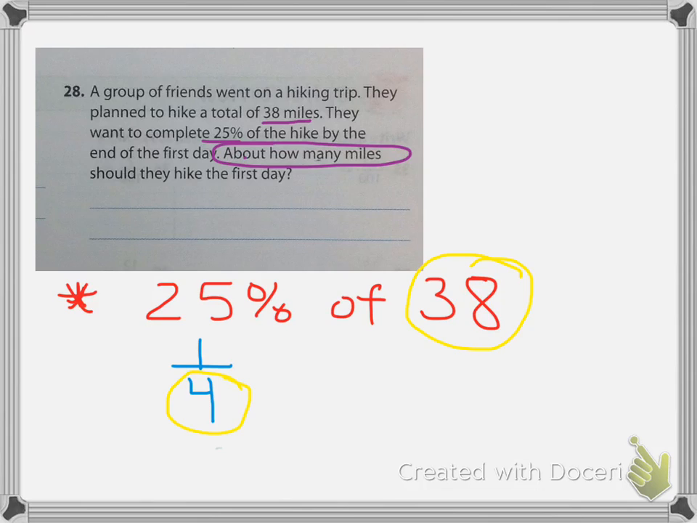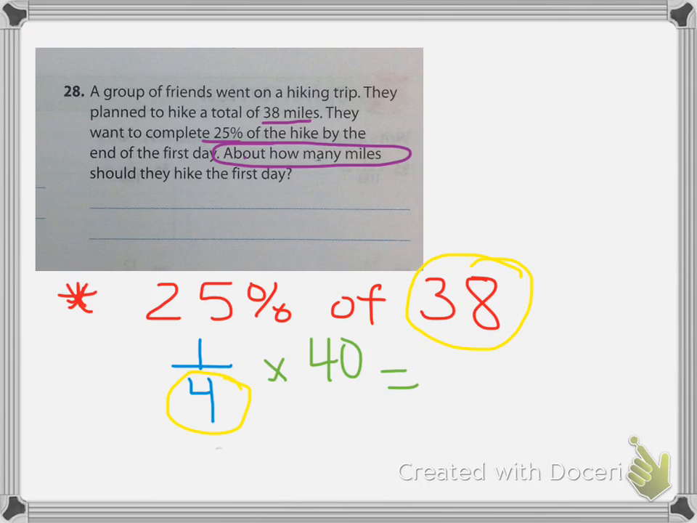So now that we have the 38 and the 4, we want to find a number that is a multiple of 4 that's close to 38. So the number that comes to mind is going to be 40. That is close to 38, and it is a multiple of 4. So we're going to put a 40 there.